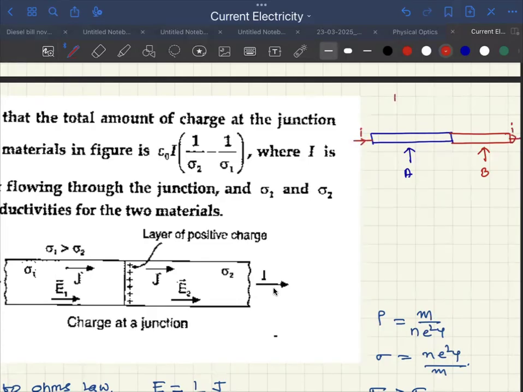What is current or current density? Current density is nevd. The problem is, can I ask you one question? Sahasra, A లో N value, B లో N value same untunda, different untunda? A material lo N, B material lo N same untunda, different untunda? Anyone? Anish, Aditya, Mahan? Same, sir.